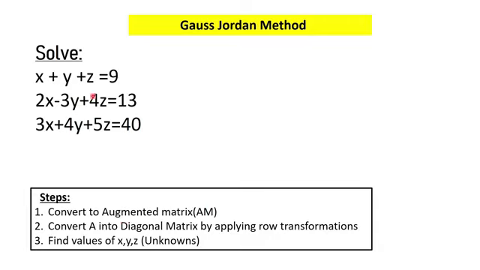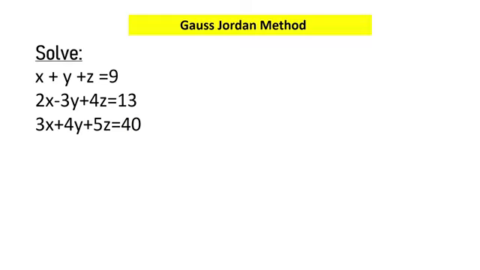We have to convert a given set of equations into the augmented matrix. Then we have to convert the A part, that is the matrix A, from this augmented matrix into a diagonal matrix by applying various row transformations. And lastly, we have to find the values of the unknowns, that is x, y, z in this case. So now let's apply all these steps on this given set of equations. These are our equations. Now let's convert these equations into the augmented matrix. So this is our augmented matrix.